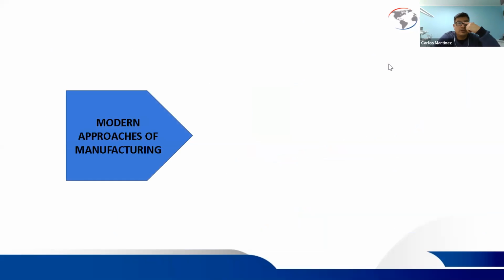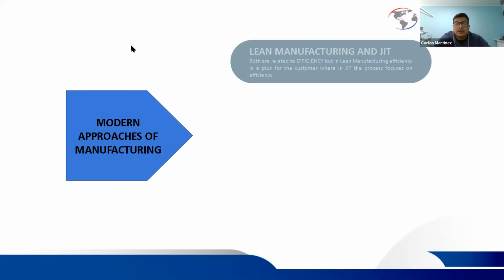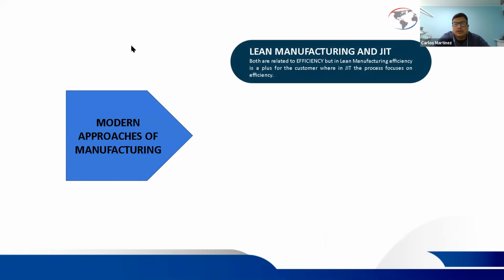Now, first, modern approaches to manufacturing. Here we will mention some of the approaches that are common or typical nowadays. The first one is lean manufacturing and JIT. Both are related to efficiency, but in lean manufacturing, efficiency is a plus for the customer, whereas in JIT the total process focuses on being efficient. JIT means just in time.